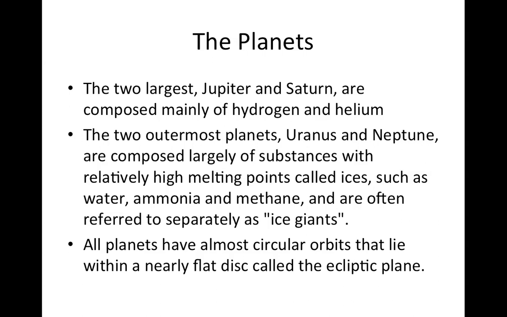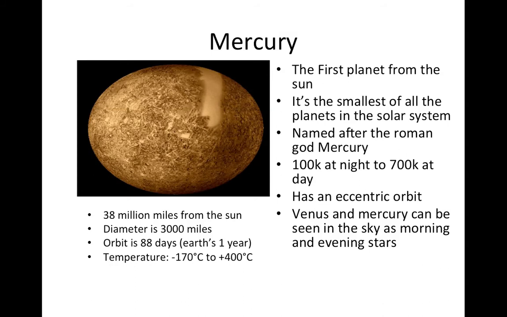Now we're going to go through all these planets one after the other. So the first planet we're going to discuss here is Mercury. Mercury is the first planet from the sun. It's actually the smallest planet in the entire solar system. All the planets are given Roman names, mostly named after Roman gods. The first planet, Mercury, is actually named after a Roman god.